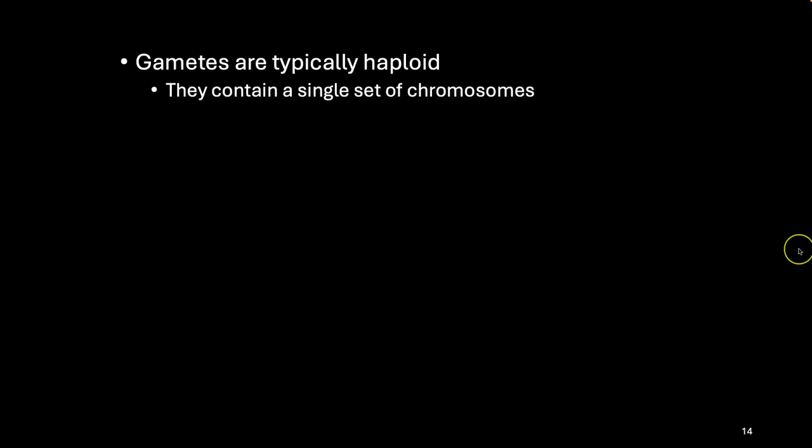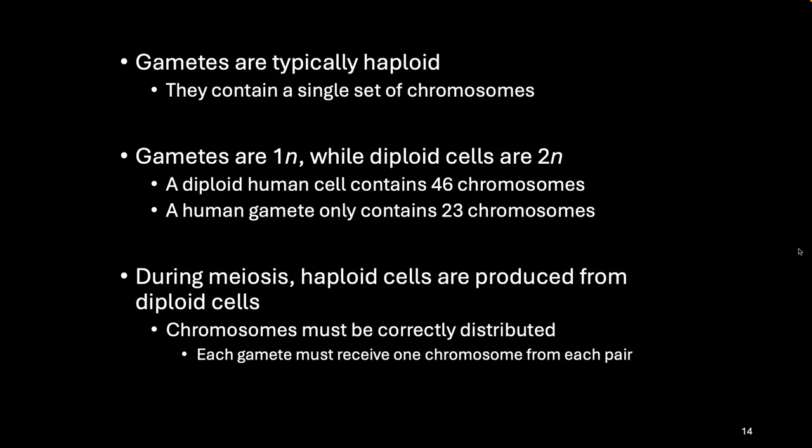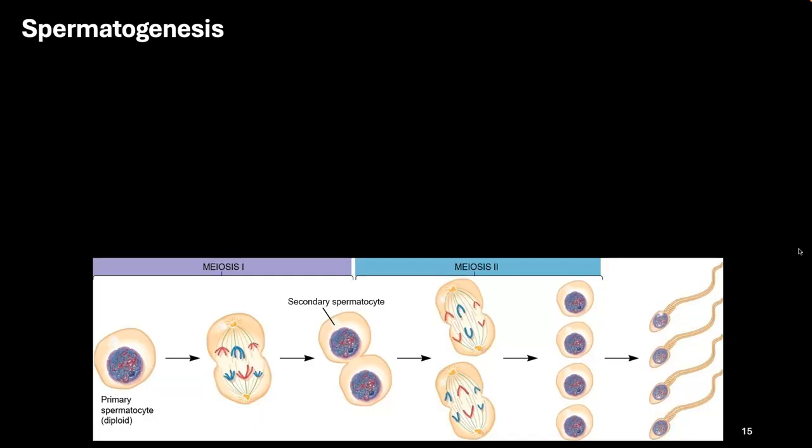The term gamete refers to a haploid cell, which means it only contains a single set of chromosomes. We denote this with a 1N designation, as opposed to the 2N designation of a diploid cell. And so in humans, this designation translates to 46 chromosomes in a diploid cell and 23 chromosomes in a haploid cell. The process of meiosis, as discussed previously, produces haploid cells from diploid cells. This organized process ensures chromosomes are correctly distributed.